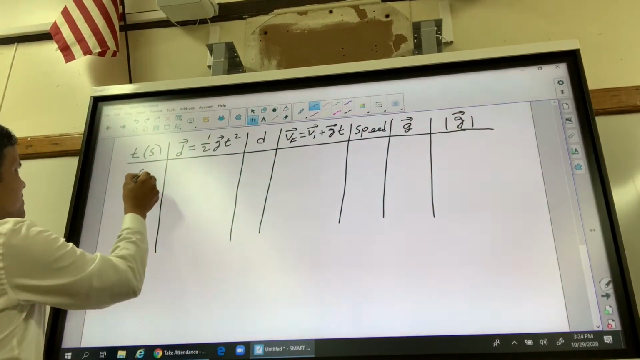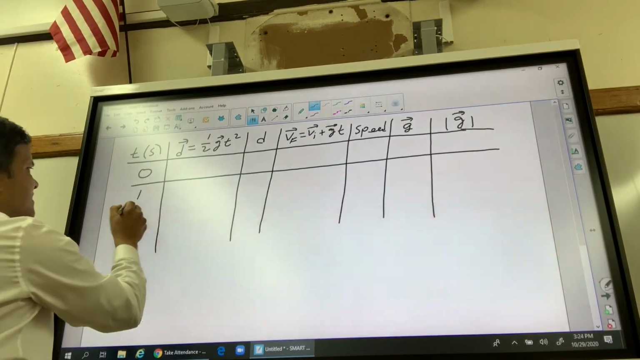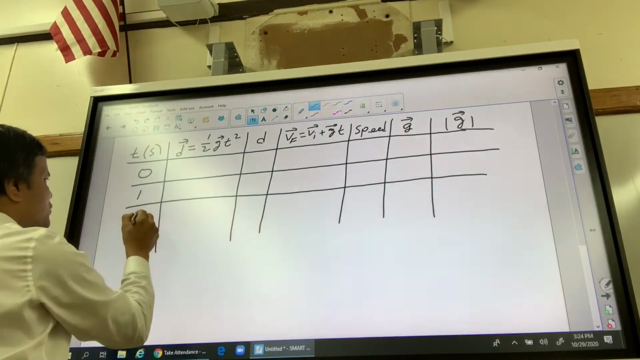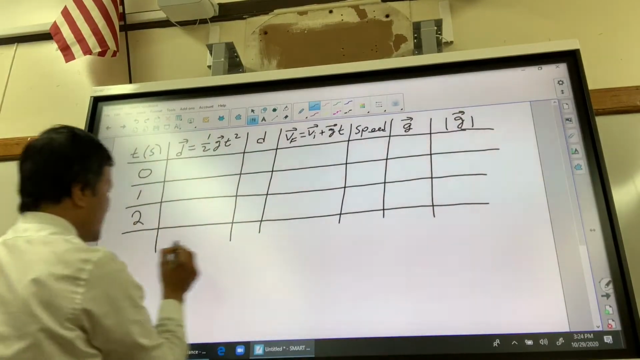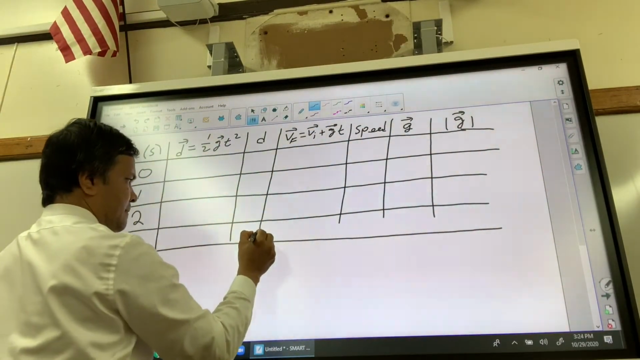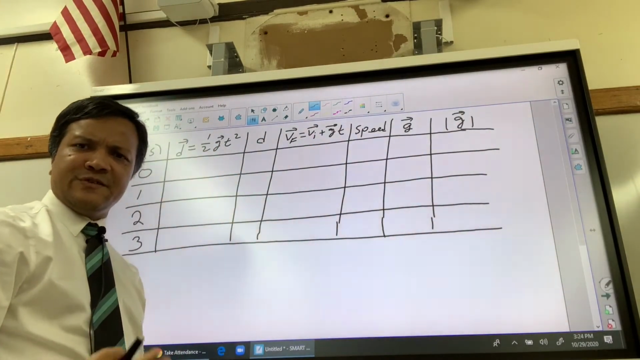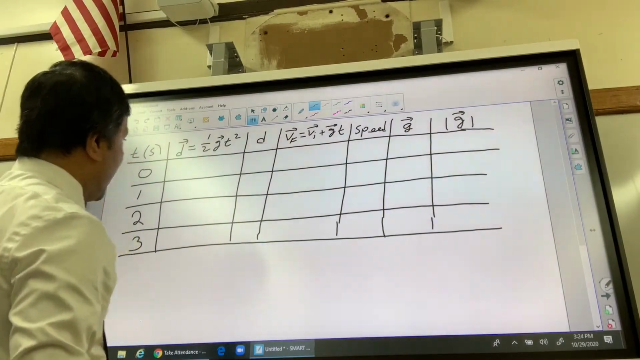First we're going to do 0 seconds, then 1 second, then 2 seconds, and finally 3 seconds. And at the end we're going to draw the graphs. So this is our goal today.